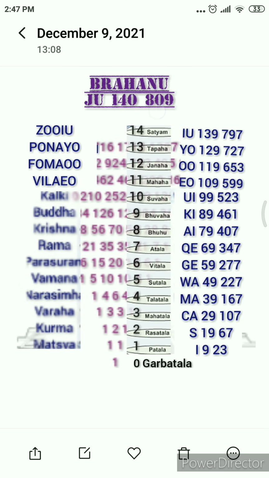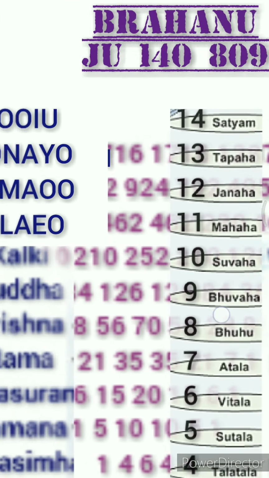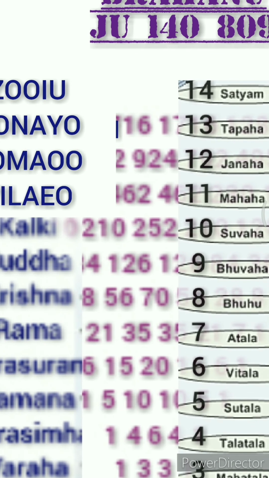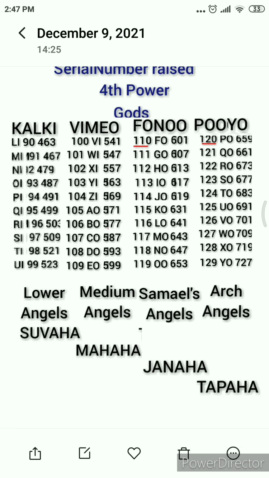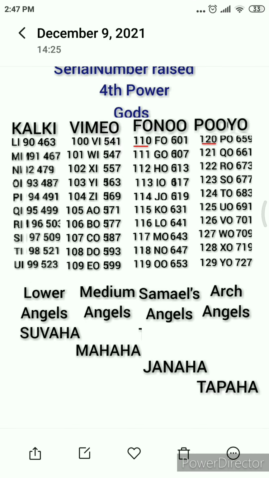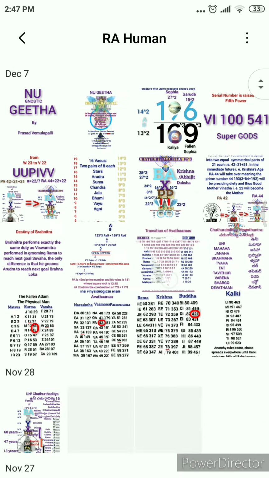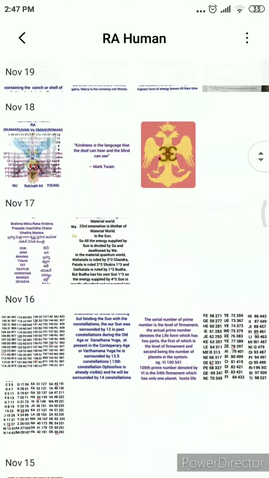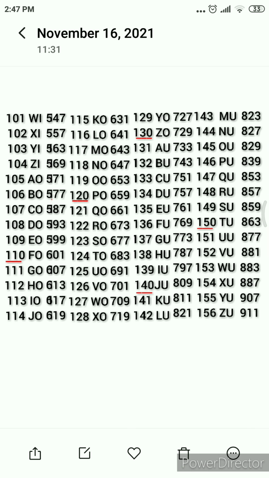Here I have the Brahana, because till here this is basically, the other chart would be easier to refer. Here this guy starts with 100 and ends with 109. So everything has got to do with the names, the alphabets. So 110, what is 110? FO. What is 119? OO.